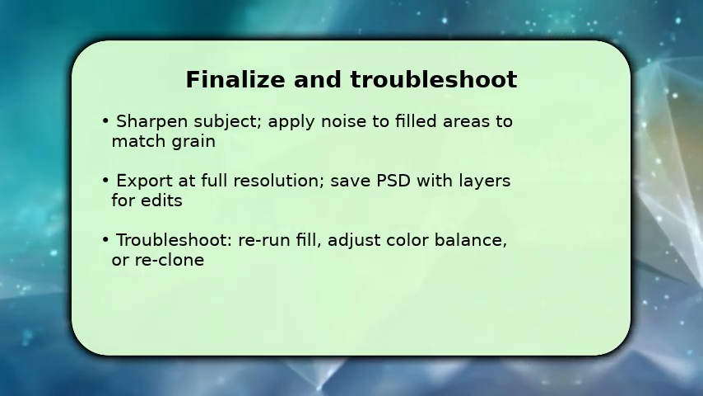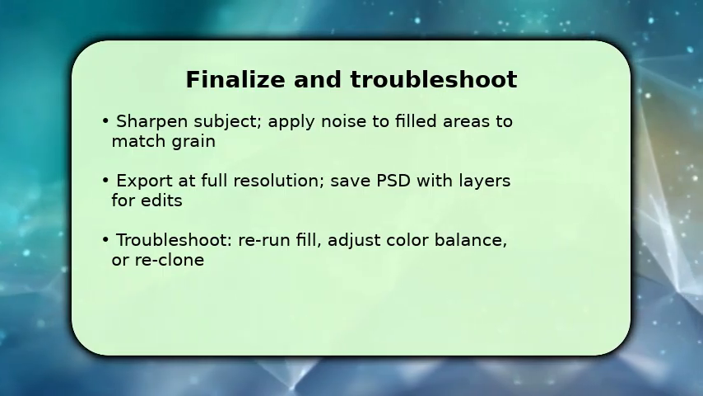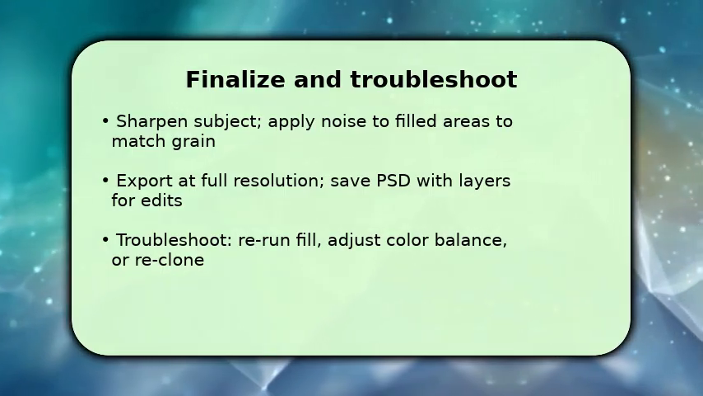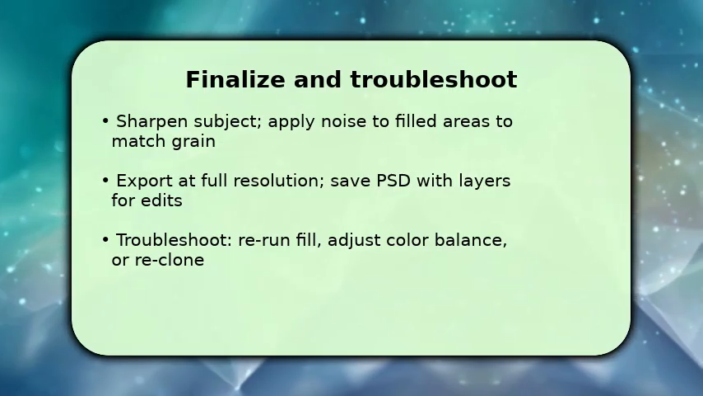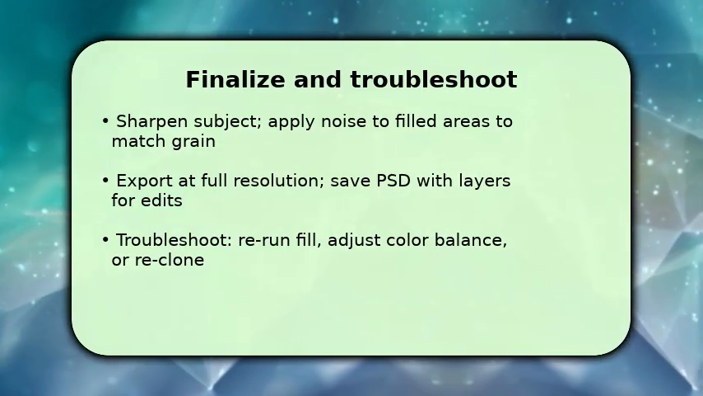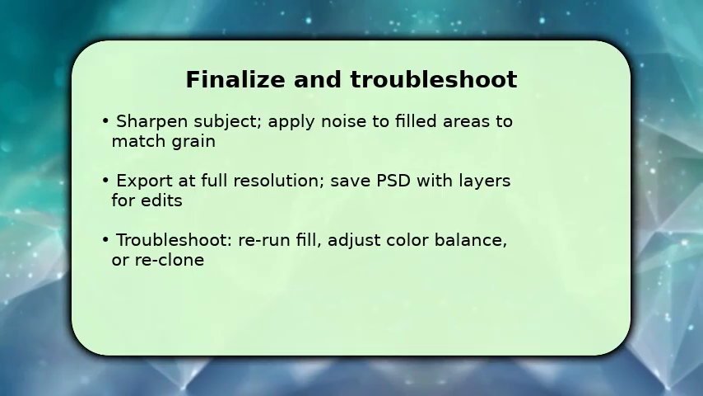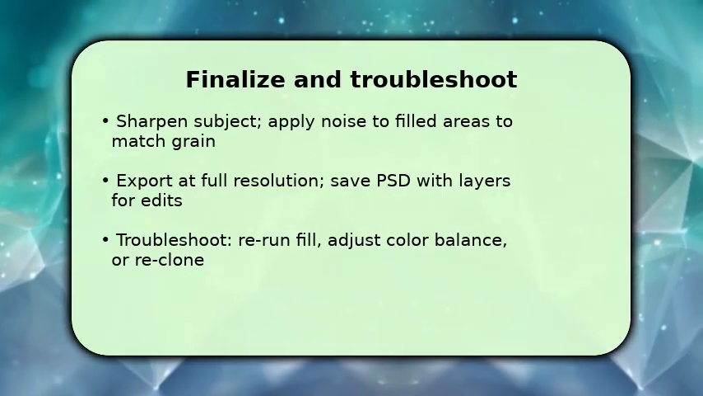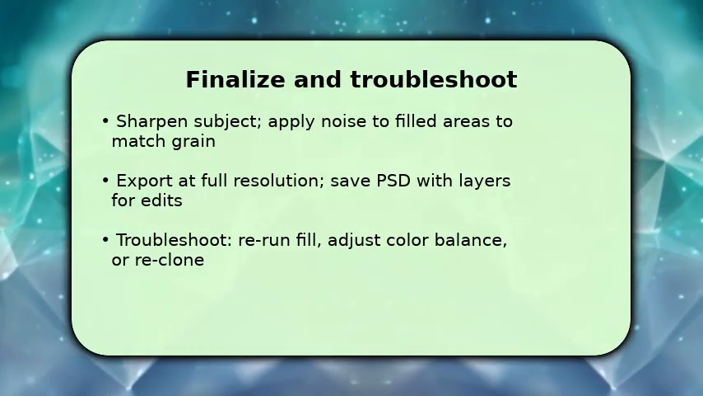If seams or artifacts appear, rerun content-aware fill on problem zones, tweak color balance and curves, or redo cloning with smaller brushes. This troubleshooting loop fixes mismatches and ensures your portrait-to-landscape conversion looks intentional and polished.